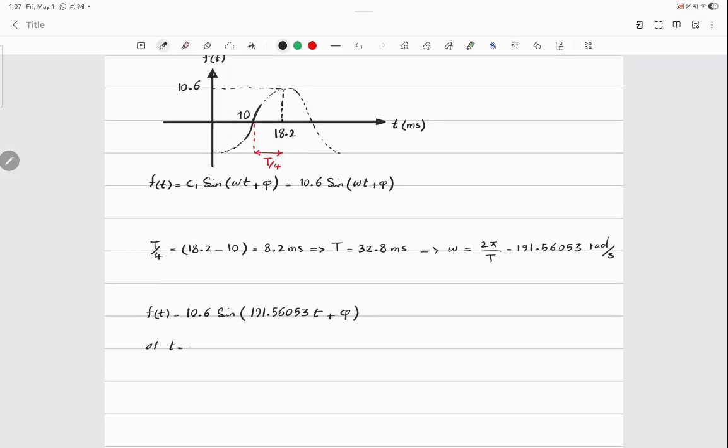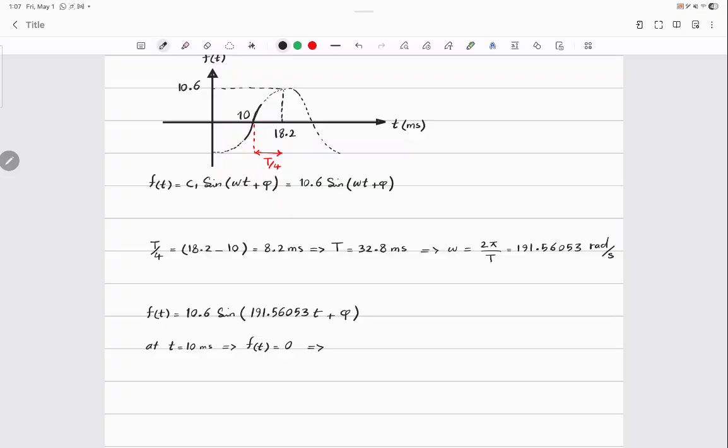At t equals 10 milliseconds, would that be treated as 0.01 seconds, or keep it as is? Yes, you should plug it in as seconds. Why? Because your omega is in what units? Radians per second. It should be multiplied by seconds to give you radians, right?